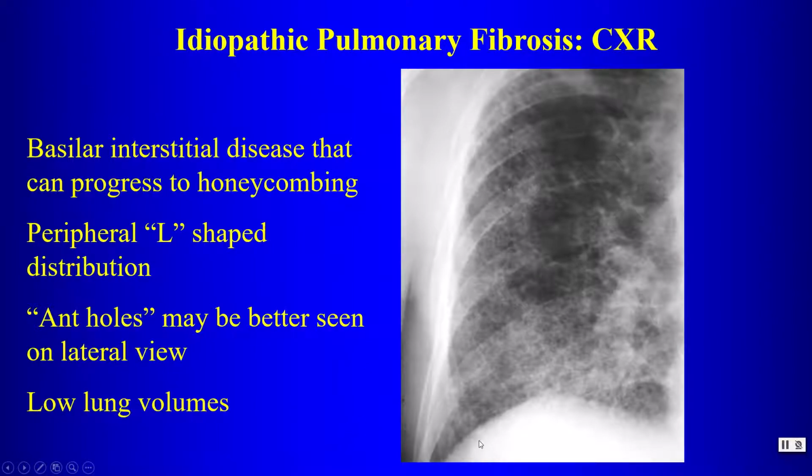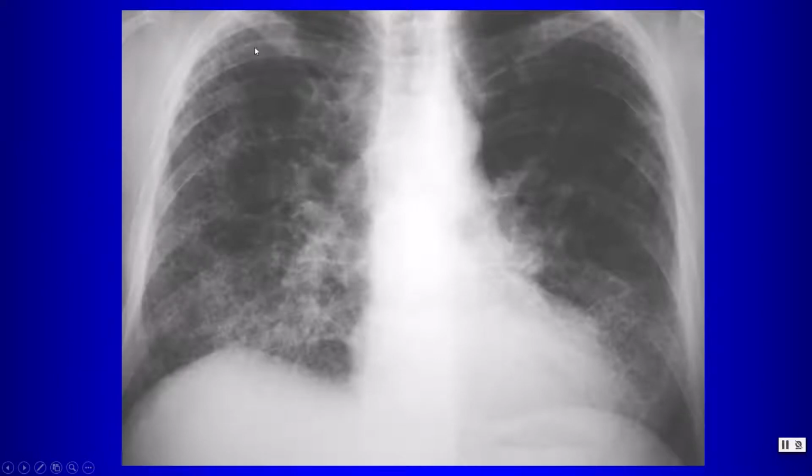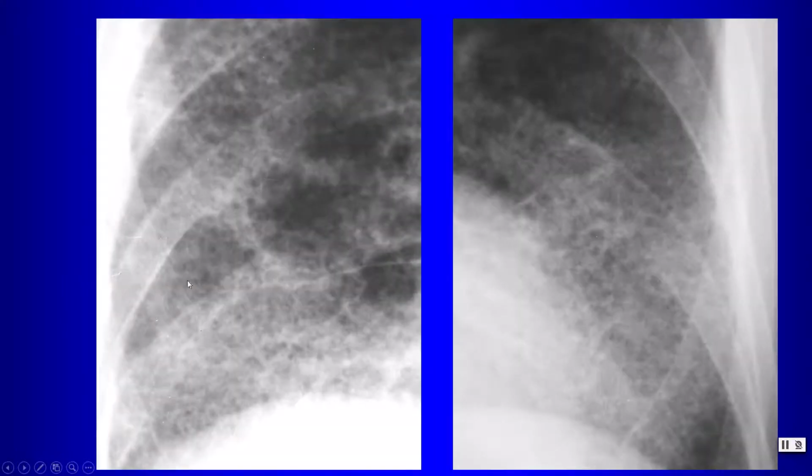You may see these ant holes when we look on close-up on the chest radiograph, and this represents the honeycombing that we see on the CT. Lung volumes are often low because of the fibrosis and architectural distortion. So the L-shaped distribution here, low lung volumes, is the typical radiographic manifestation of this disease. When we look really close, we can see all these tiny holes within the lungs. This represents those areas of honeycombing that we can see on the CT.